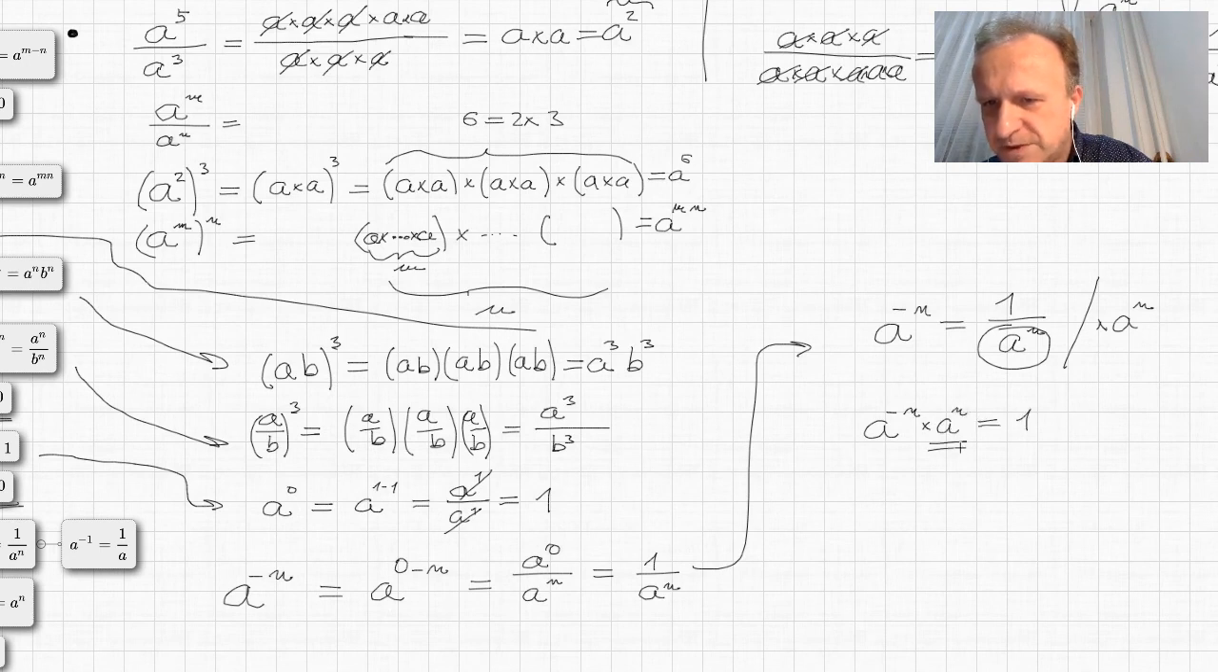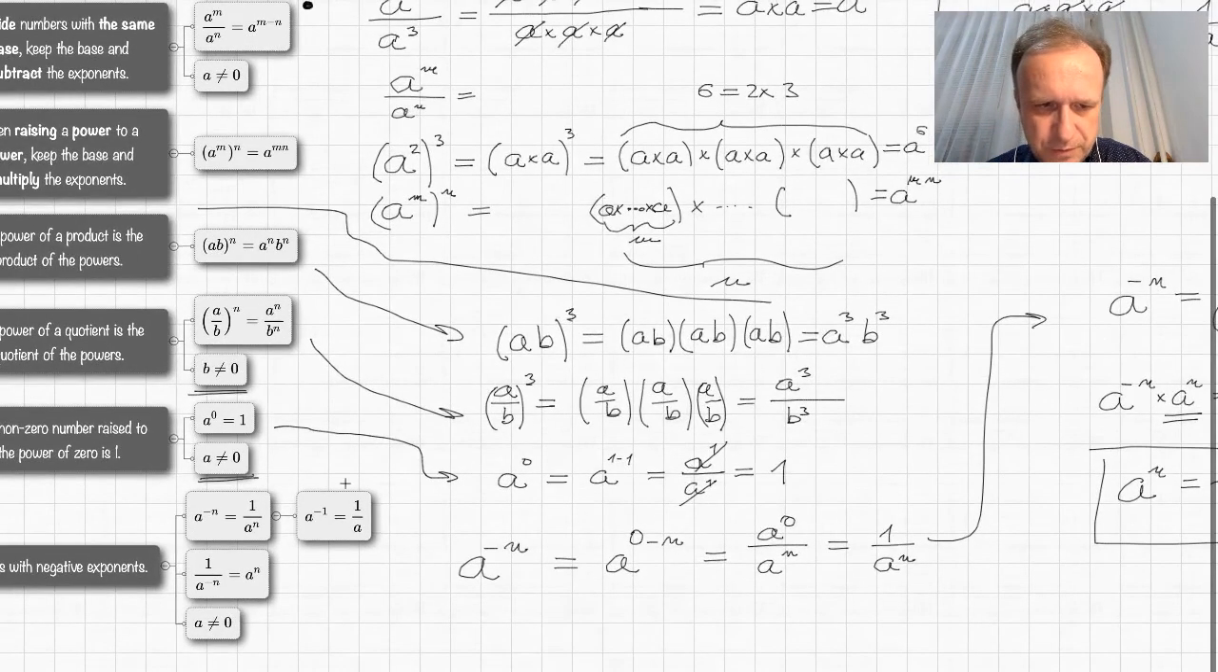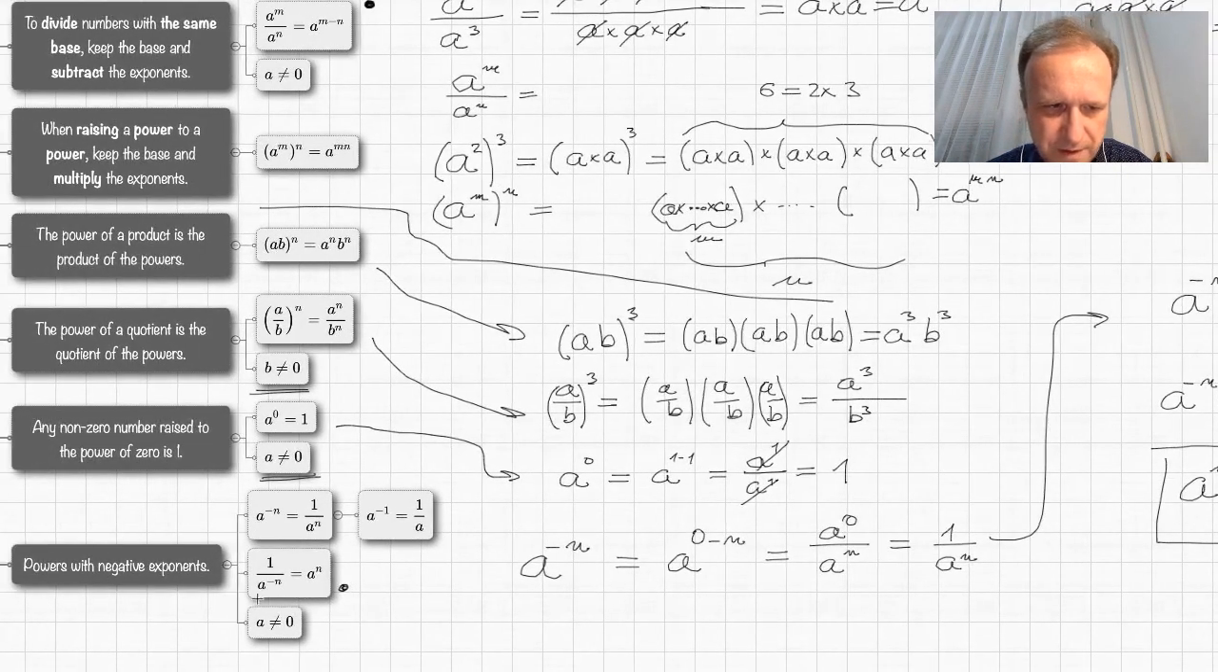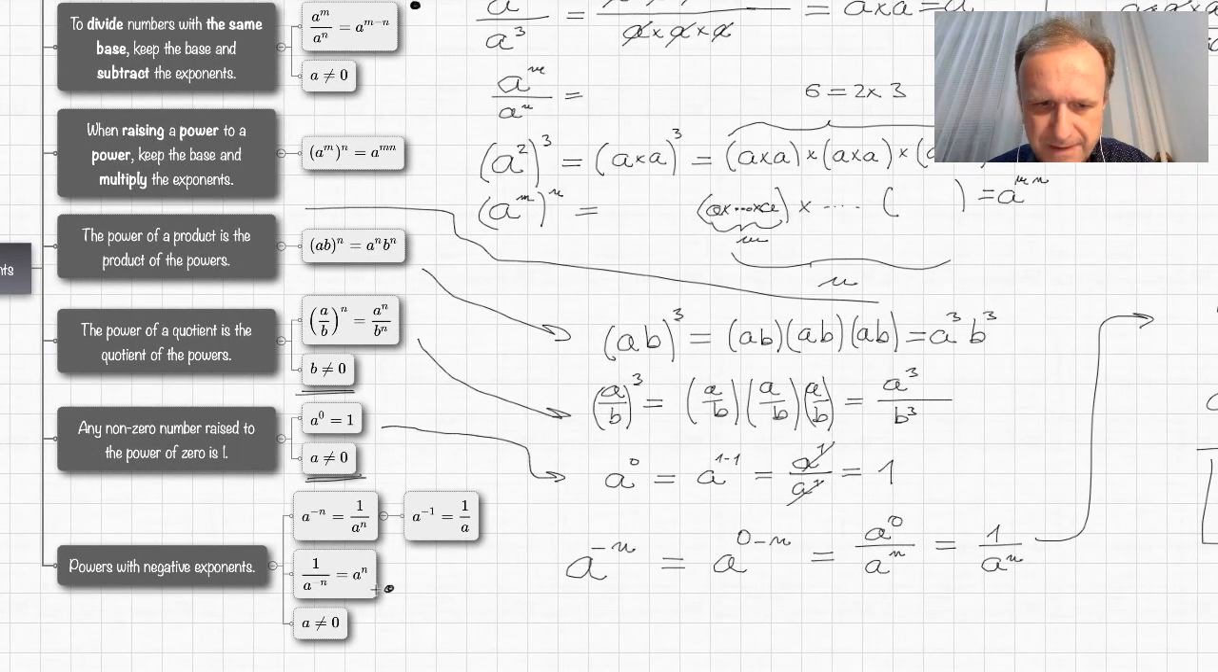And now when I want to express this, I just divide by a to the power of minus n, and what I get is a to the power of n equals 1 over a to the power of negative n. This is actually what we wanted to show, and this is this formula here. Okay, so this completes this proof.